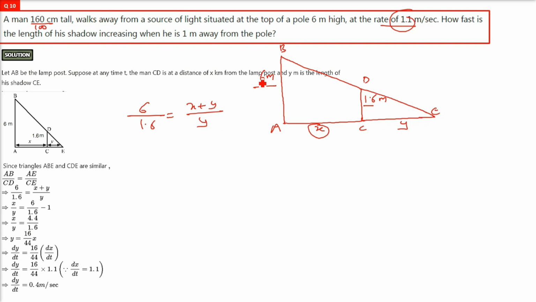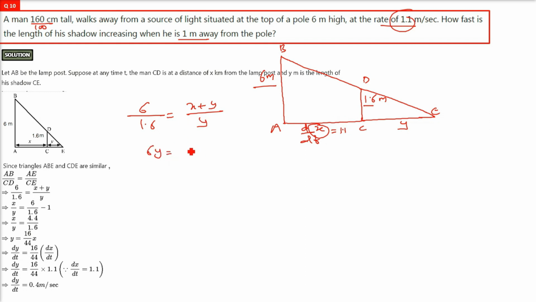Most of the things I already told you. This is 1 meter away, so I don't think we are going to use that 1 meter away from the pole, because we need to know the speed or the rate at which the shadow is moving. dx by dt is the movement of the guy, dy by dt is the movement of the shadow. So dx by dt is already given as 1.1 meter per second. So let us resolve this.